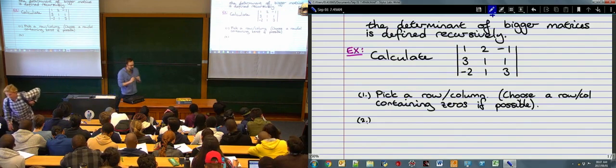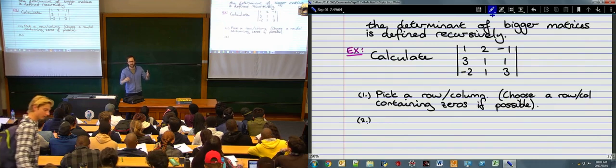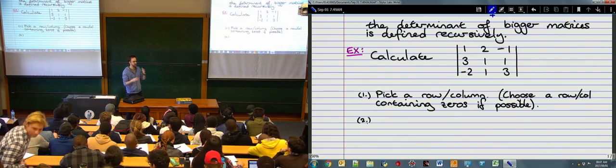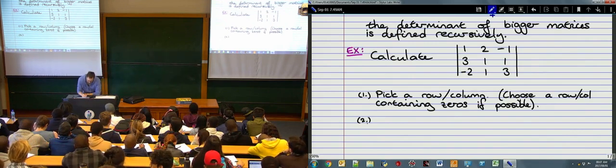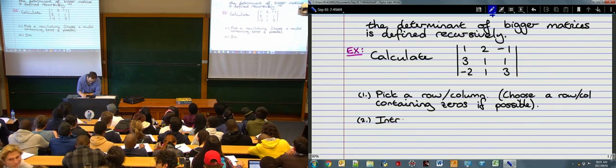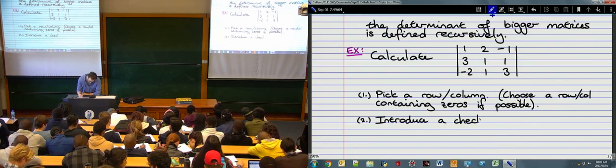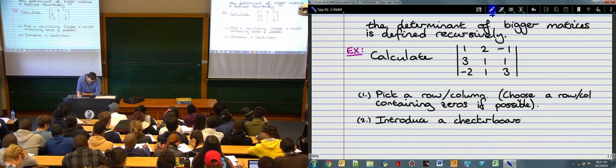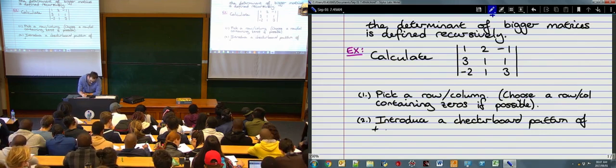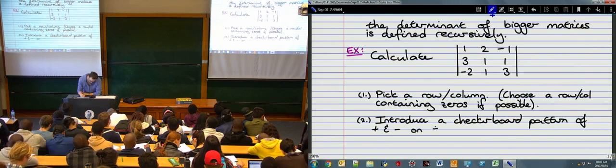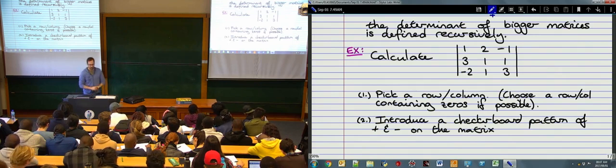2. We introduce what is sort of a strange thing to understand. It's not clear why we do this. This is again sort of, like I said, going backwards. We're looking at this very strange computation rather than the properties, but we're going to introduce a sort of checkerboard pattern. Introduce this pattern of positive and negative signs of the matrix.